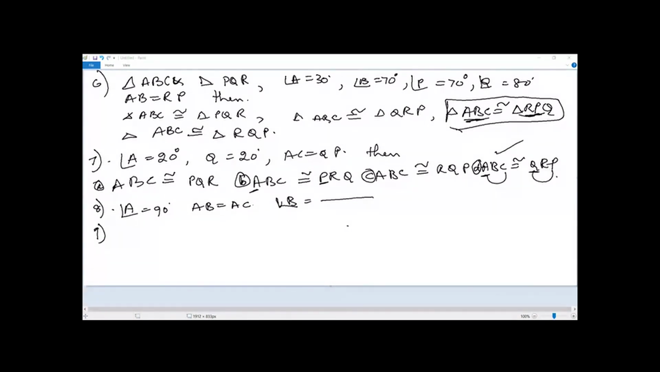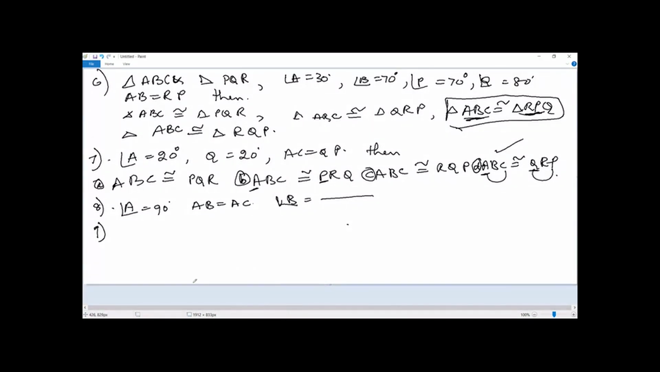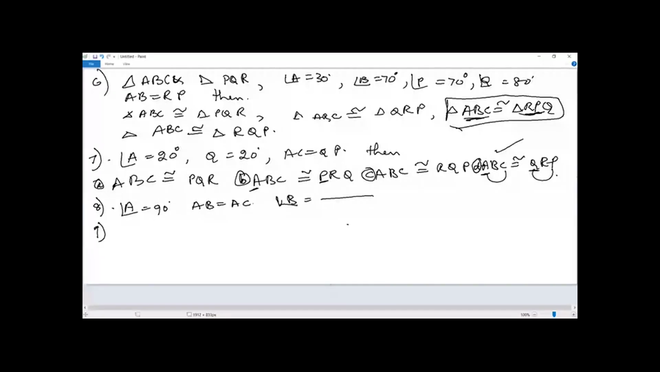Yes, ma'am. You have to answer, Pavitra. Angle B. How much is angle B? What is angle B? Can you see the screen? Yes, ma'am. A is 90. AB equal to AC. Ma'am, 45 degree. 45 is correct. Correct. Next question.